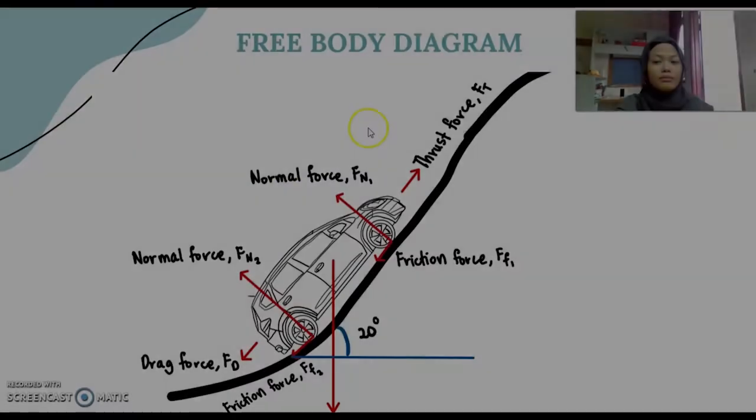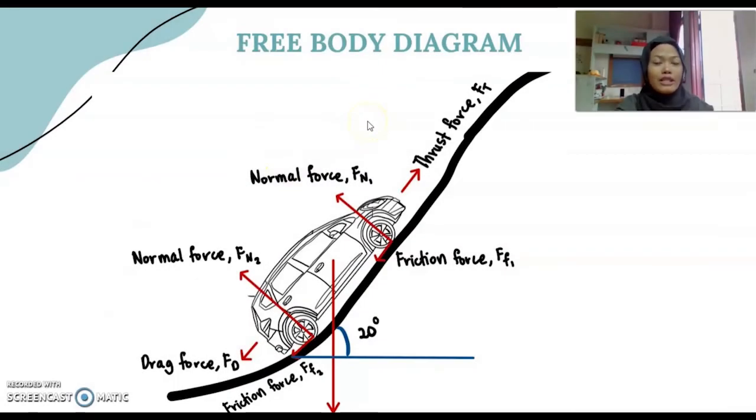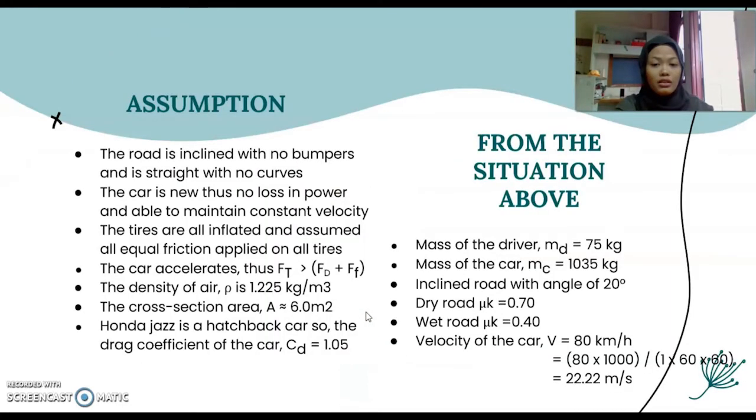Thank you. Hi, my name is Amanina Binti Razali with matrix number K10048. Today I would like to continue the presentation with the free body diagram. As you can see here, this is the free body diagram of the forces acting on the car. You can see the thrust force, normal force, friction force, and drag force, and also the weight and the angle of 20 degrees.